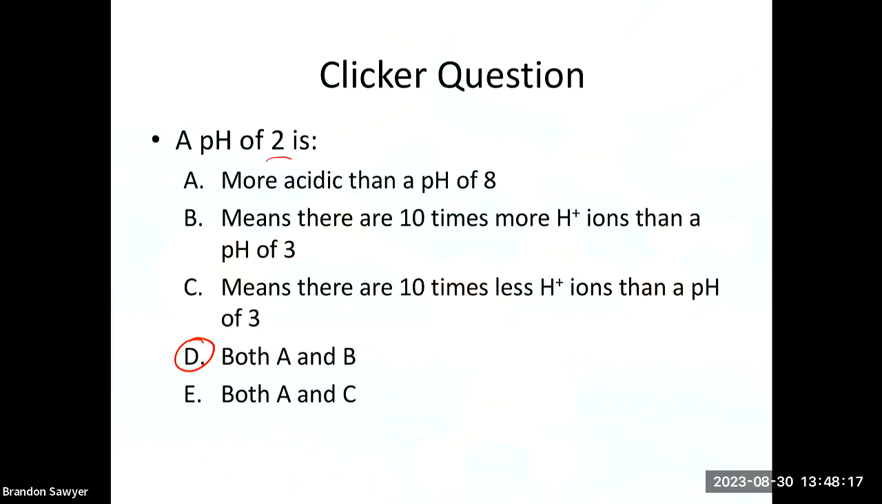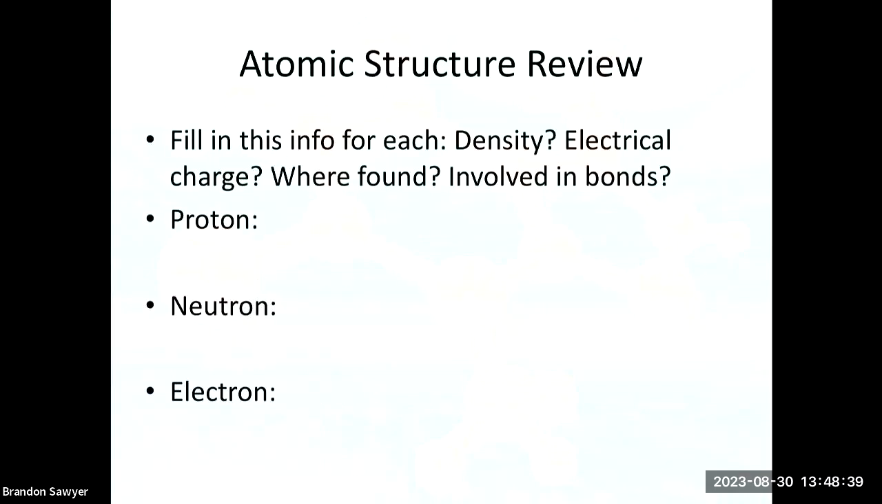So a pH of 2 is definitely more acidic than a pH of 8 because it's that negative portion of the scale. And then it has 10 times more hydrogen ions than a pH of 3. Both those are true. So D is the answer. Okay, questions on any of those? Okay. All right, well, let's jump into just a quick review of atomic structure.